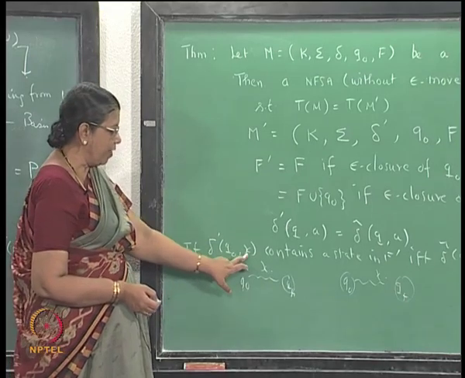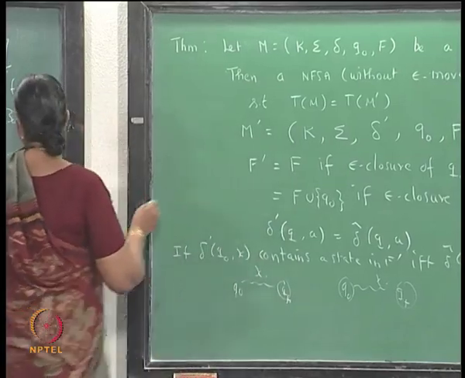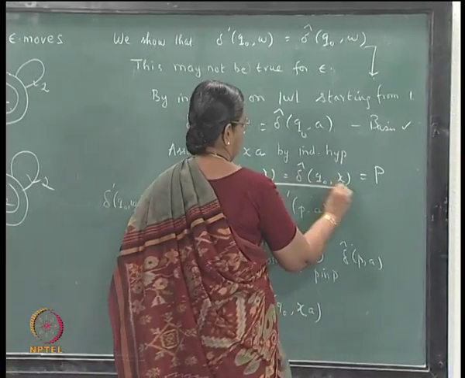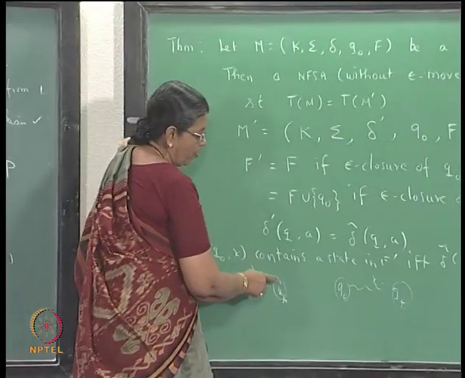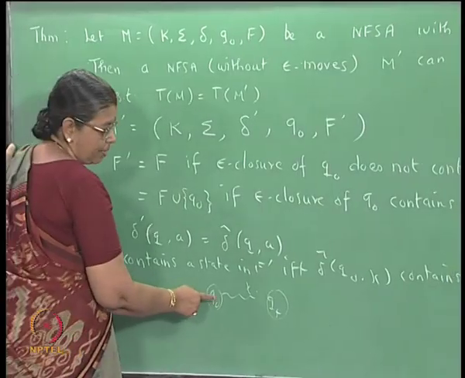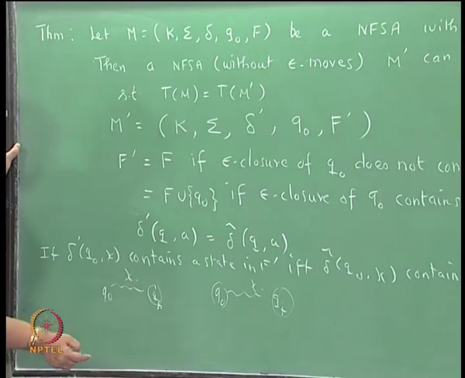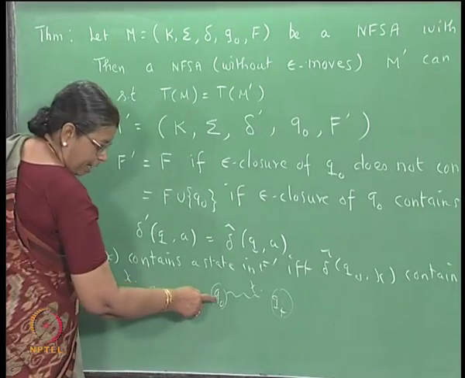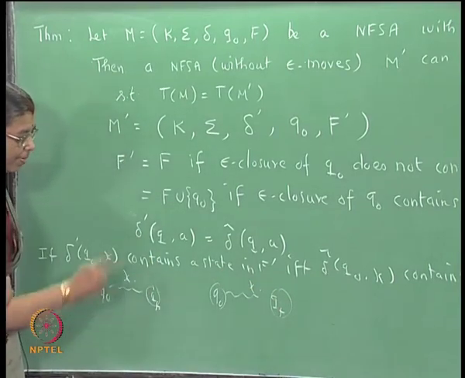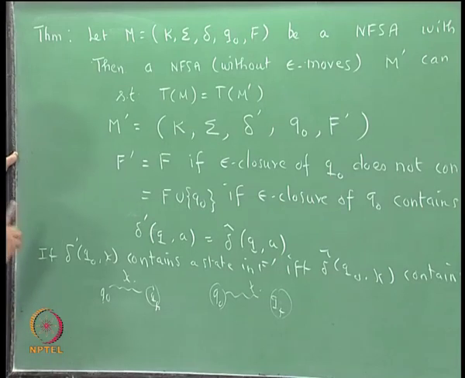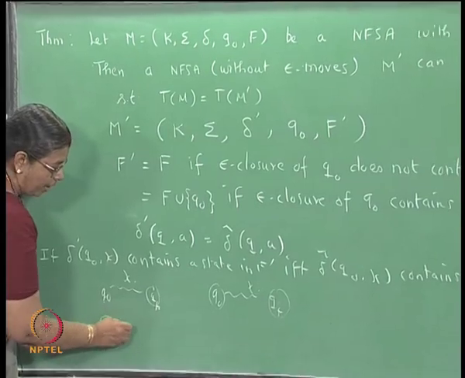So, if the original machine accepts epsilon, it will be accepted by this machine. But if x is different from epsilon, because of this result, you will see that starting from q naught, if you are able to reach a final state here, also starting from q naught you will be able to reach a final state. And starting from here, if you are able to reach a final state, starting from here you will be able to reach the same final state here. But there should be one difference.